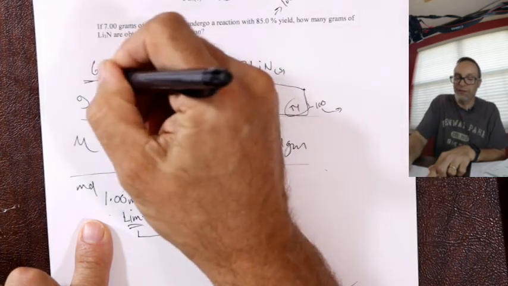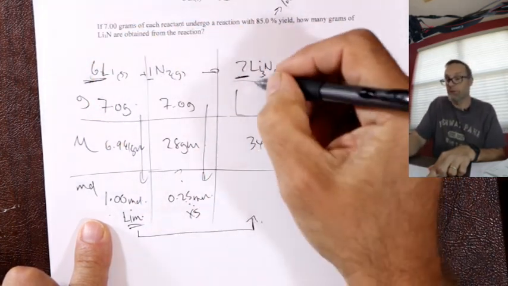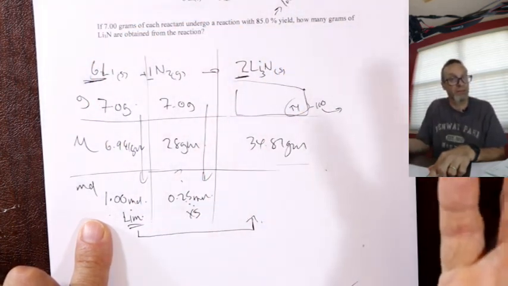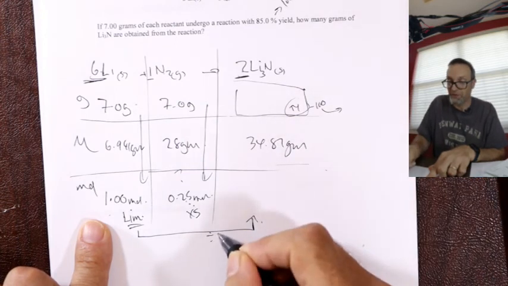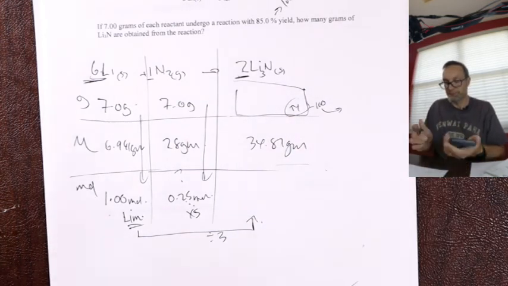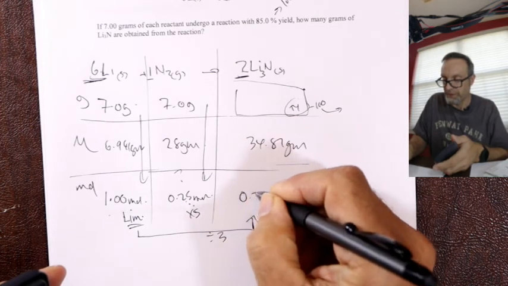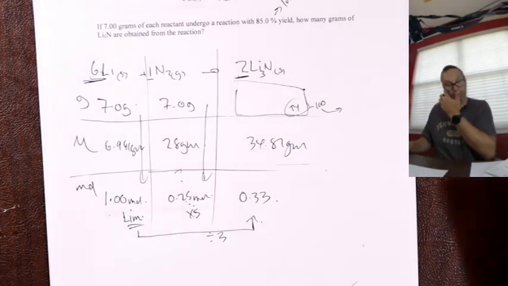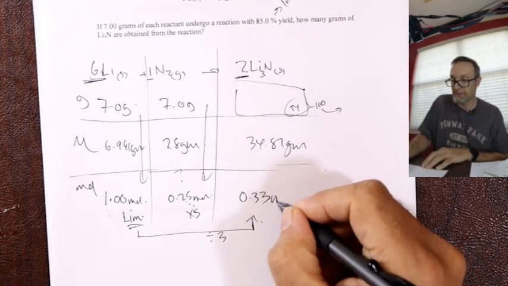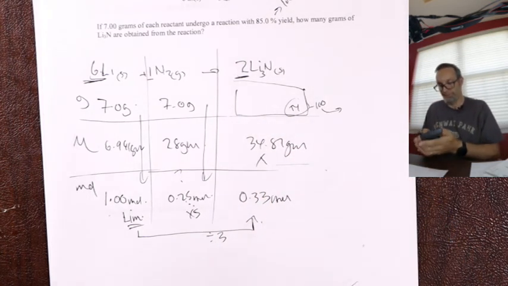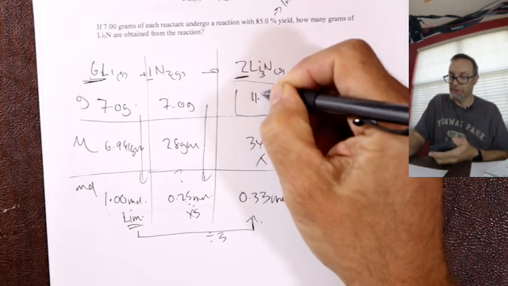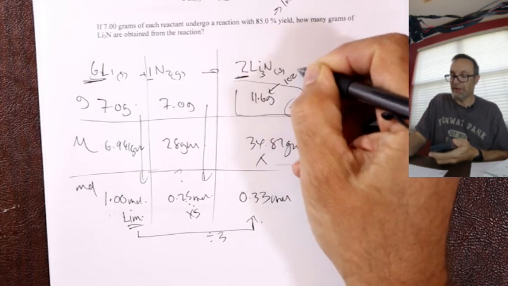Okay, so 6 makes 2. Well, 6 into 2 is divide by 3, right? So 1 divided by 3 is 0.33. Okay. Moles, multiply to go up. Times 34.82 equals 11.6. Now that's 100% yield, right?